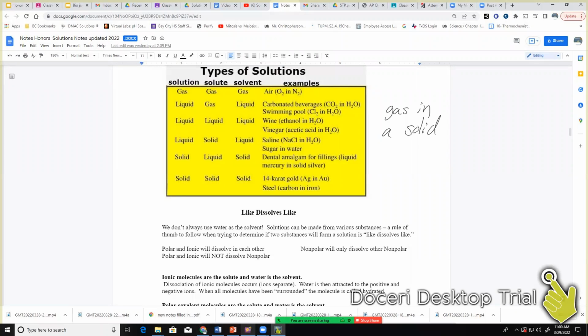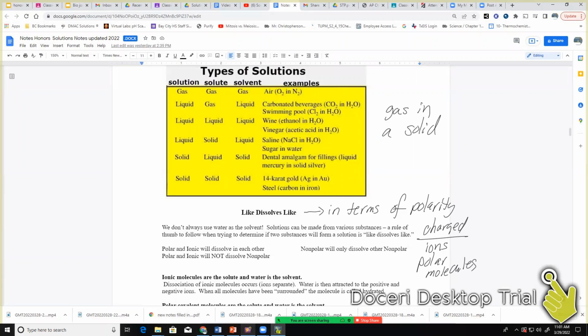So when you talk about what will dissolve in what, we say like dissolves like, and this is in terms of polarity. So for example, water is polar, and so that means water will dissolve anything that is charged. And the different things that are charged are going to be our ions and polar molecules.